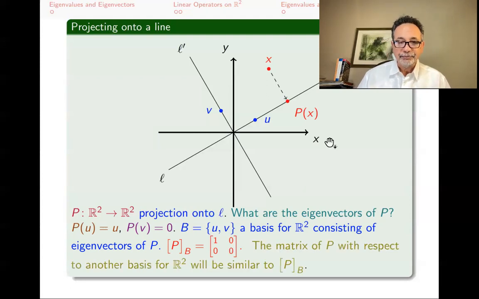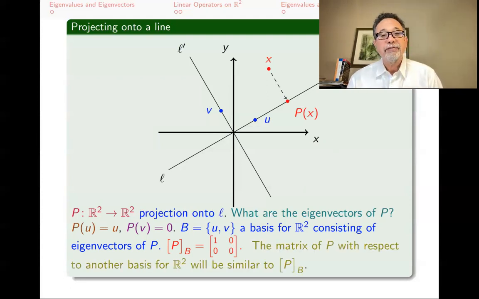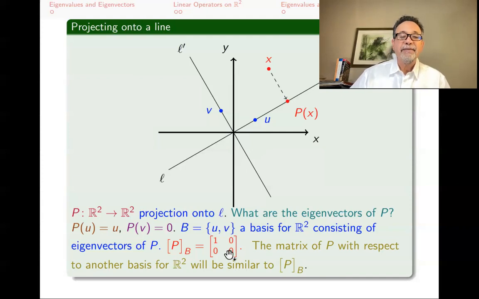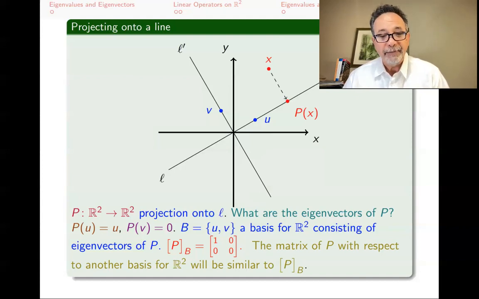In fact, the matrix of P with respect to any other basis, like for example the standard basis, will be similar to this. So if you knew things about similar matrices, then we could also apply them here. If you find the matrix of this projection with respect to the standard basis, it might look very different, but in many ways it behaves like this matrix, the matrix of P with respect to B.